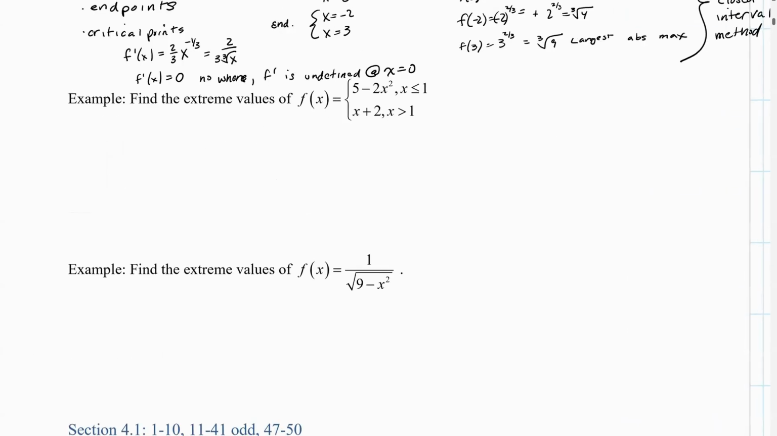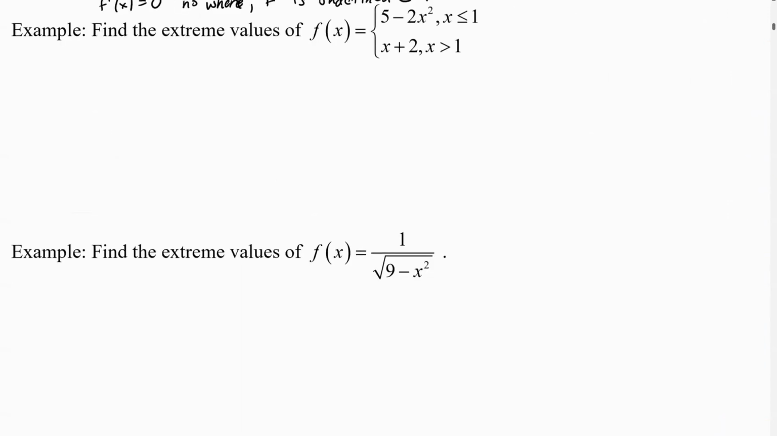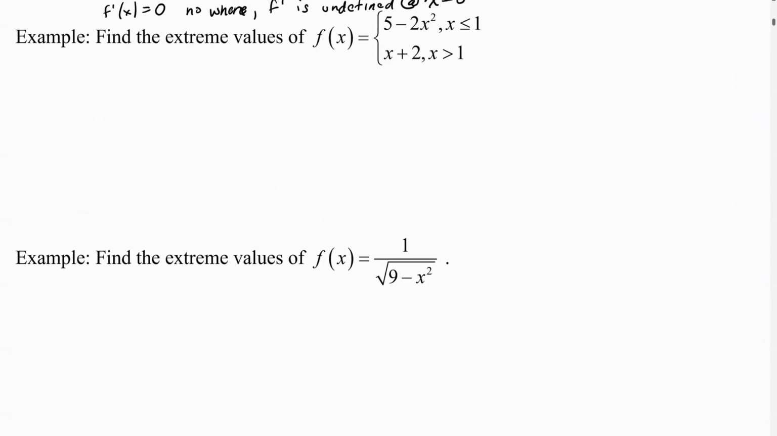That was fun. How about we try this again? Here's a function. We're trying to find extreme values. So we're looking for local maxes and mins because it didn't say absolute. All right. Where should we look? By the way, is this function continuous?